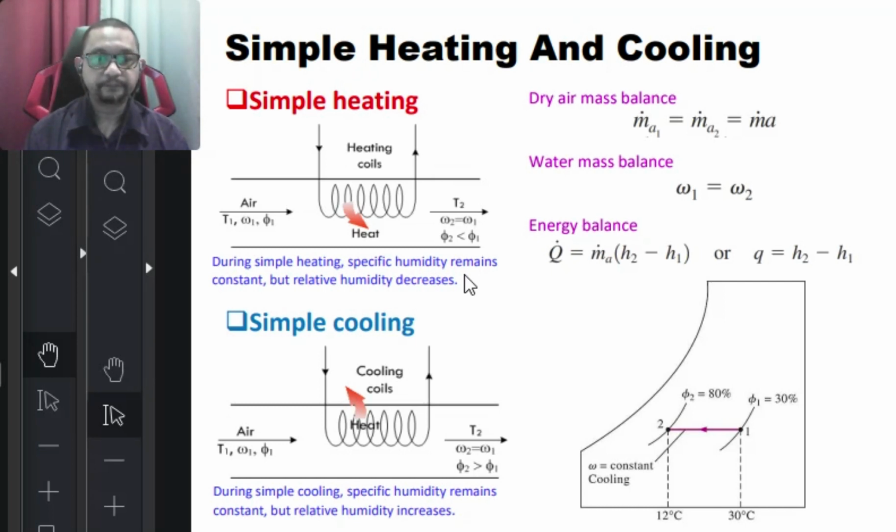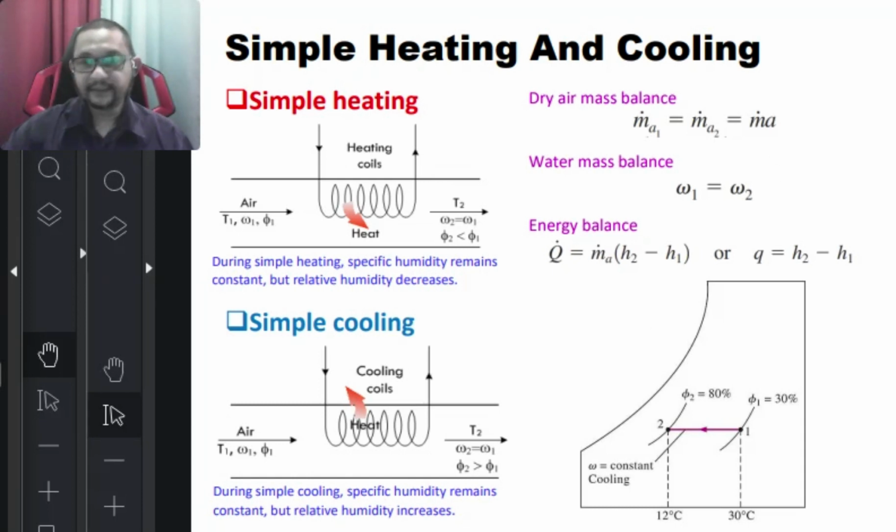So cooling is actually accomplished by passing the air over some coil through which refrigerant or chilled water flows. This is a cooling coil. We remove heat. For heating, we supply heat.